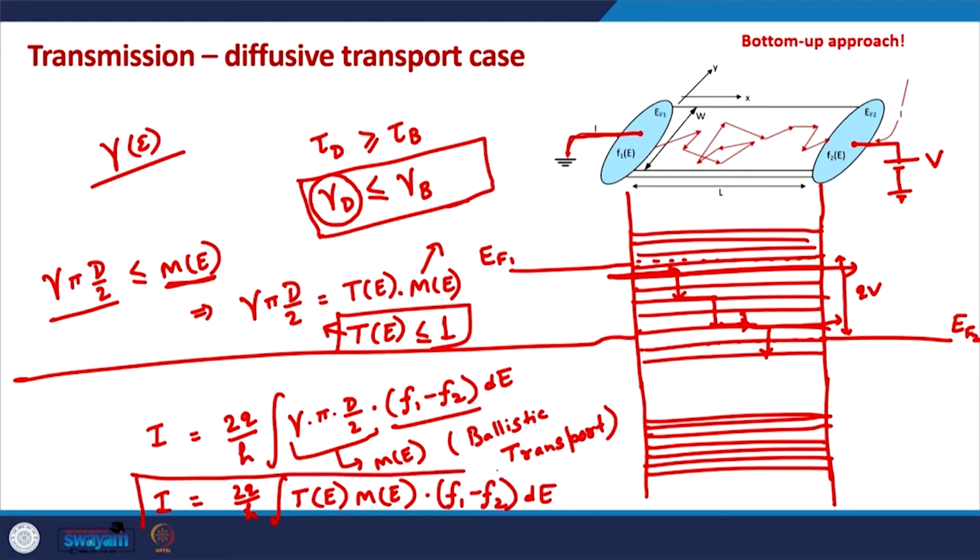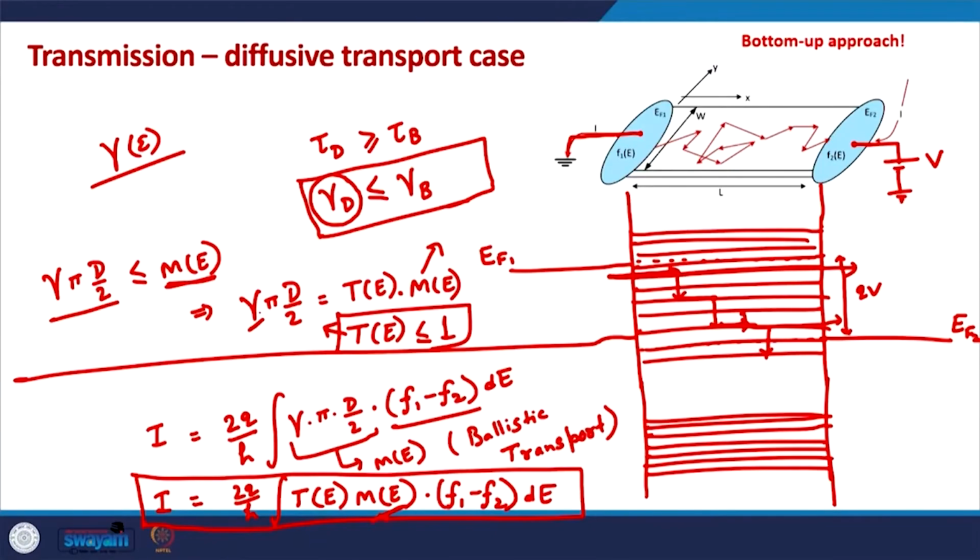So, this will be the current in the case of diffusive transport. All right. So, all other things we already know. This Me is the same as the modes that we derived in the case of ballistic transport. What we need to know is just the transmission coefficient, and that is what we will try to figure out.